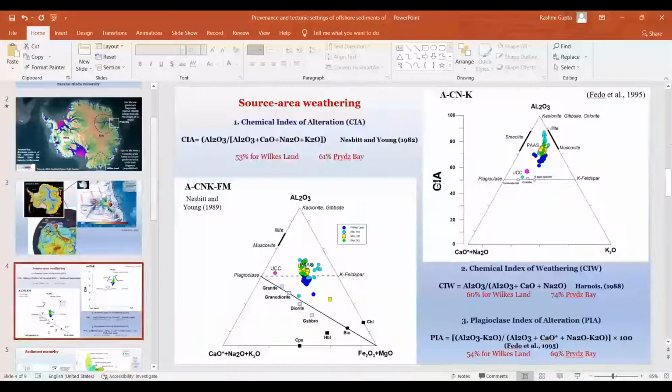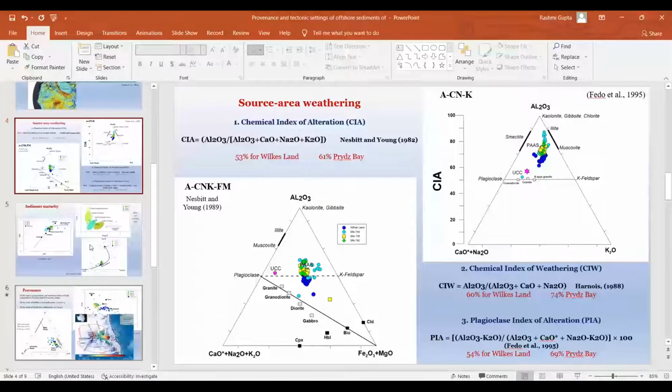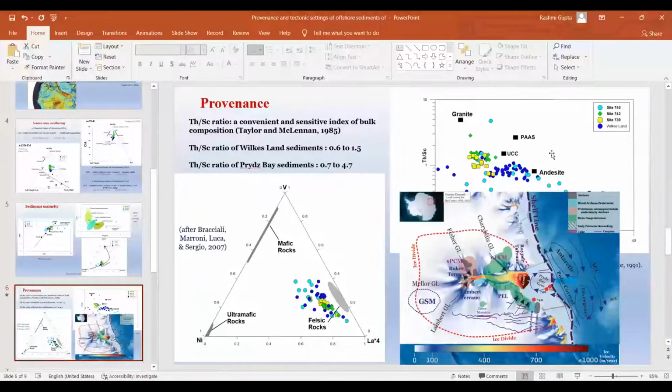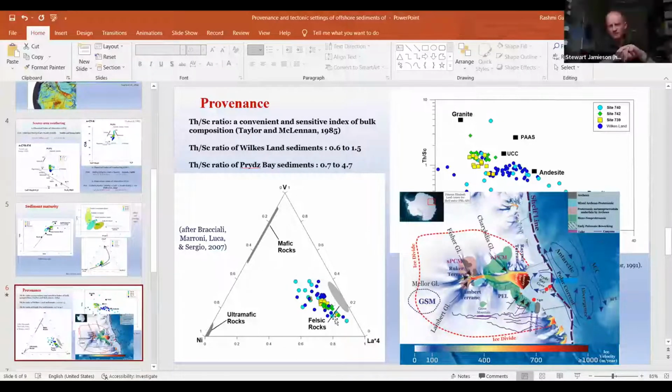Actually, sir, we are not significantly getting change from bottom to top. We are getting almost a similar kind of result. Here we can see that all the sediments from top to bottom are showing almost a similar kind of trend, similar signatures.